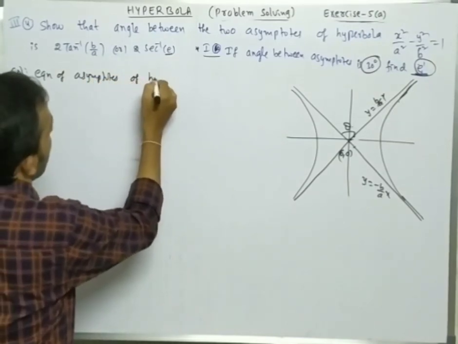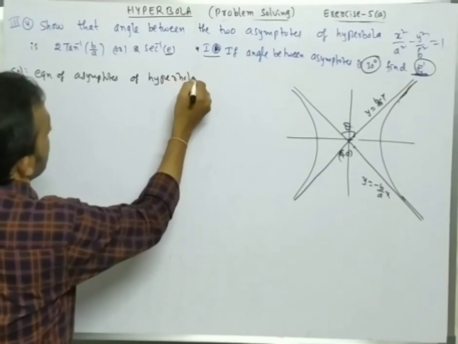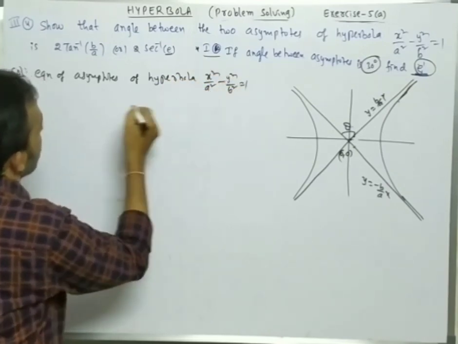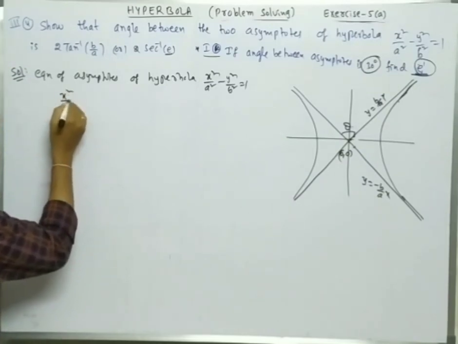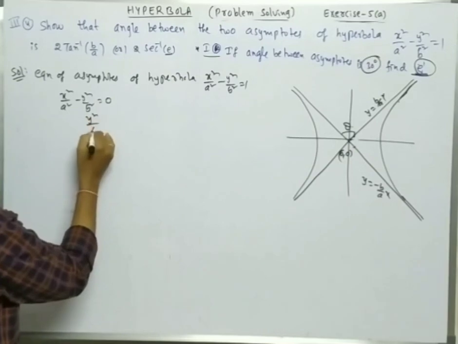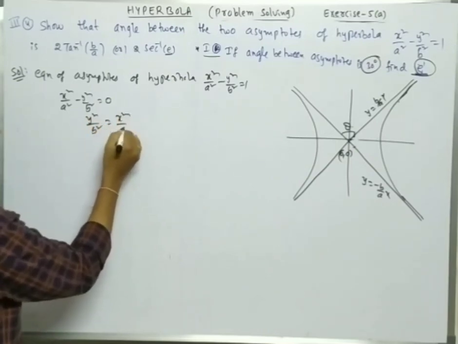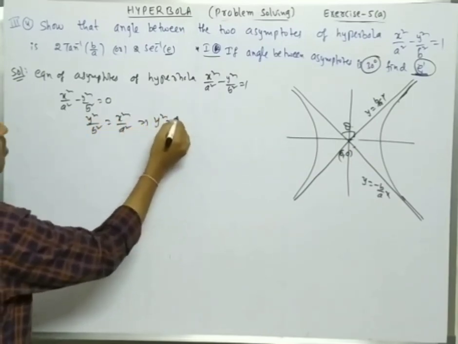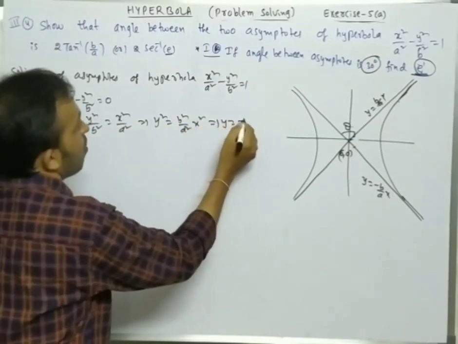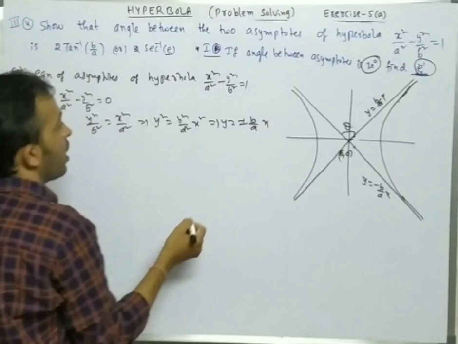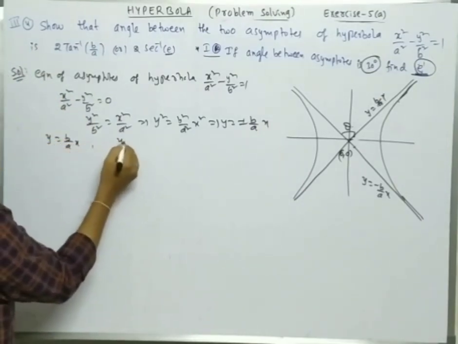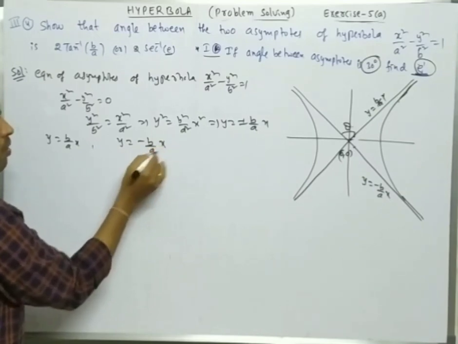Of hyperbola x square by a square minus y square by b square is equal to 1. What are the asymptotes? Equate to 0. You will get y square by b square is equal to x square by a square, then y square is equal to b square by a square into x square, y is equal to plus or minus b by a into x. So one line is y is equal to b by a x, and the other asymptote is y is equal to minus b by a x.